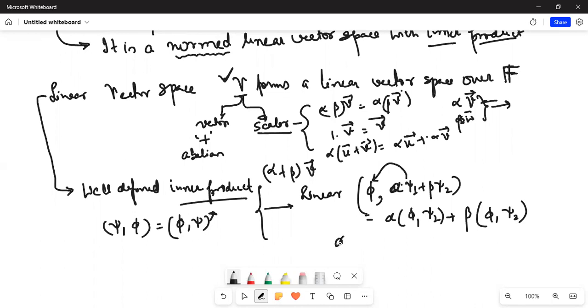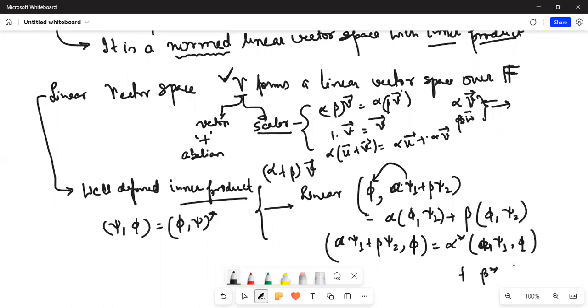So for example, if I write alpha psi 1 plus beta psi 2 first and then there's a phi, then it becomes alpha star psi 1 comma phi plus beta star psi 2 comma phi. Okay, so this is how we write. So it is anti-linear if this particular term comes in.